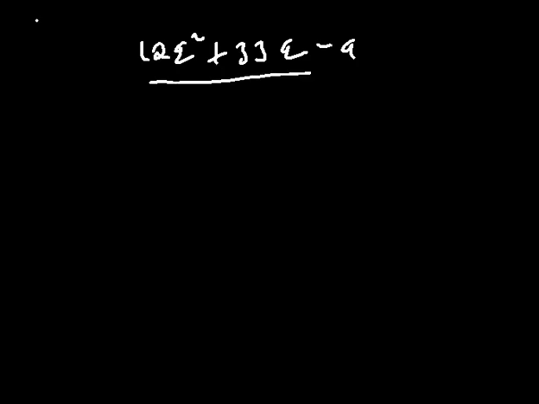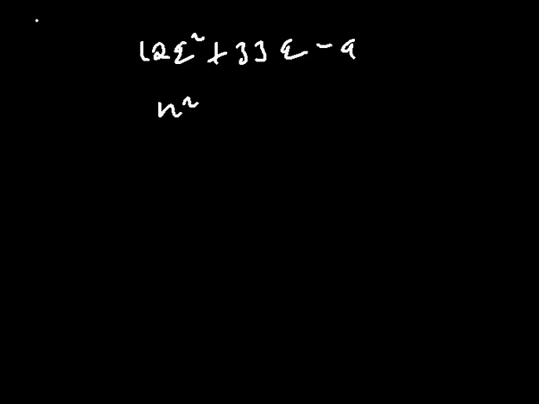And let's say if we have this as well, let's say we have 12q squared plus 33q minus 9. So determine whether this is a perfect square or not using the discriminant.